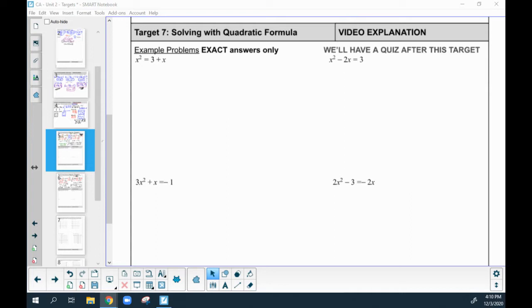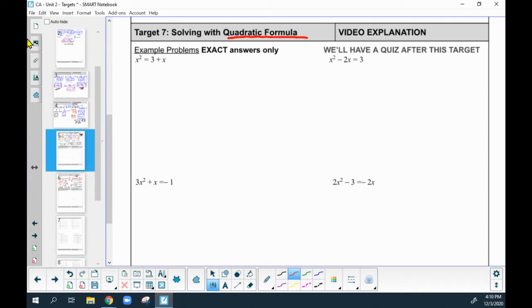This is Target 7 on your Unit 2 Target Summary Hyperdoc, which can be located in the Google Classroom. This one is going to take a little bit more room to do, so on your own paper you might want to go to a second page because we probably are going to need a lot of space. You also want to take a look at your notes and see if you have off to the side what the quadratic formula actually is.